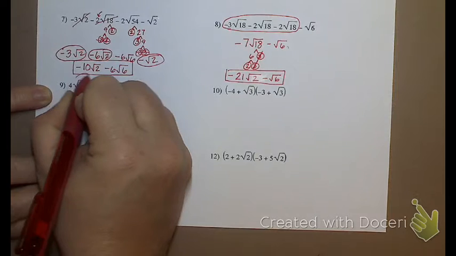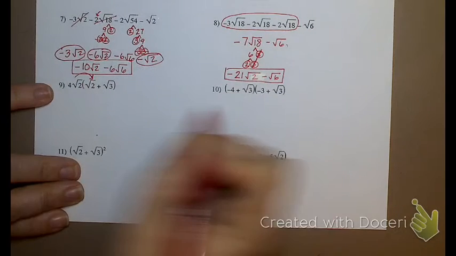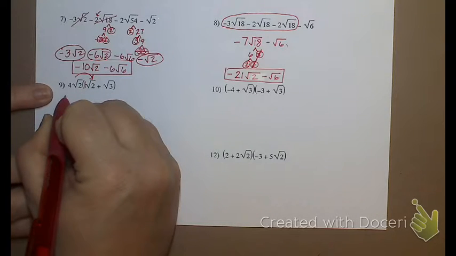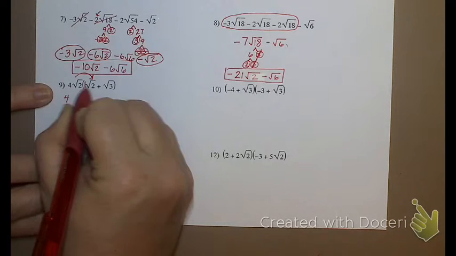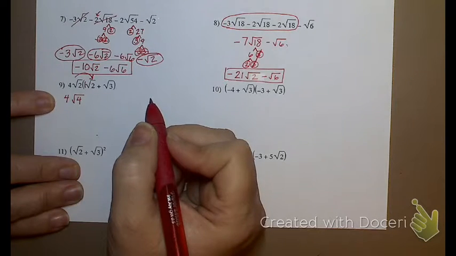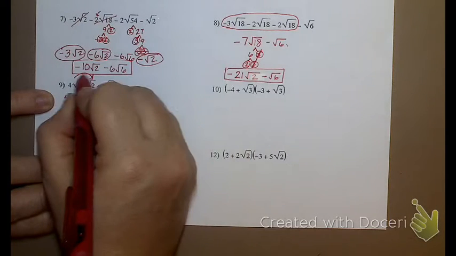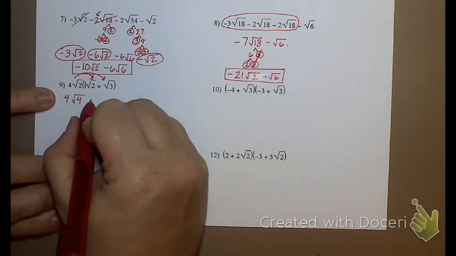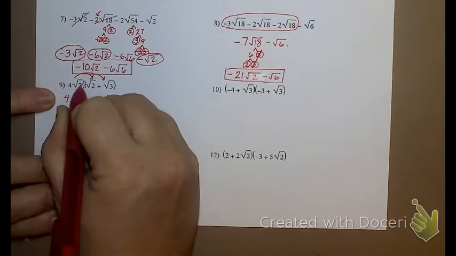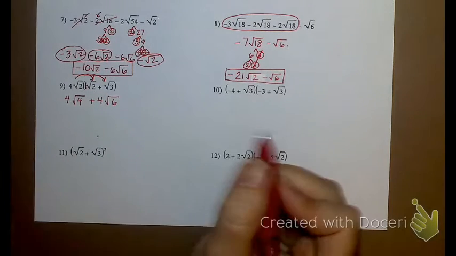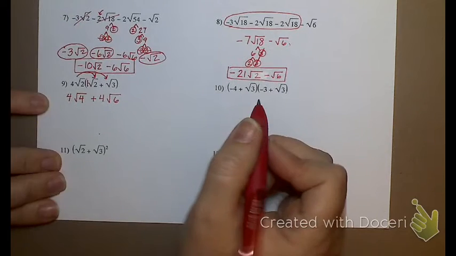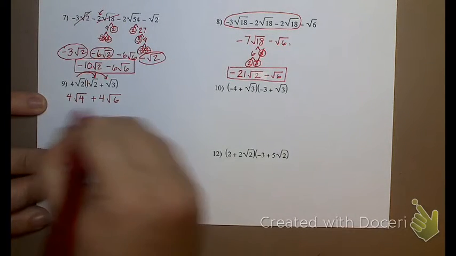If I distribute this, what am I going to get? I have 4 times 1, which is 4. Radical 2 times radical 2 is radical 4, and I'll deal with that in a minute. 4 radical 2 times radical 3 would be what? 4 radical 6. So only when I'm multiplying do those numbers under the radical change. Let's see, what can I do from here?